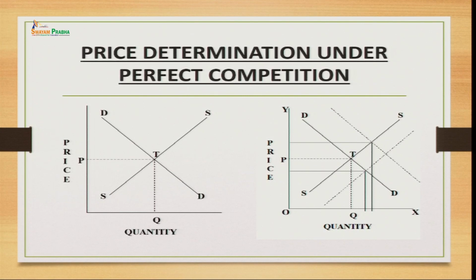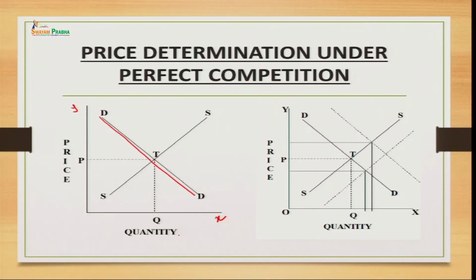Here you can see in this curve we are talking about the demand curve, which is a downward sloping curve, denoted by D and D. On the x axis we have quantity, and on the y axis we are representing the price, right. So, you need to understand this also. On the x axis we always keep the dependent variable, and on the y axis we always place the independent variable.